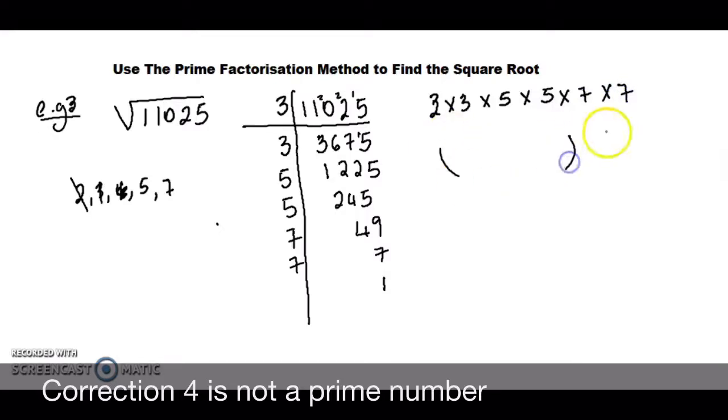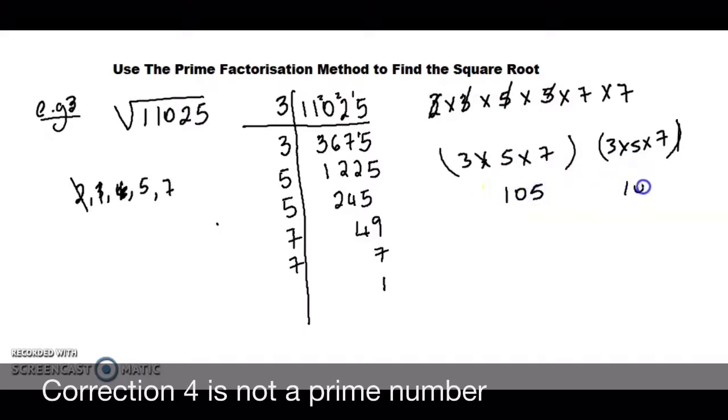So we're going to just divide them equally in the brackets. So we have 3 times 5 times 7, and we'll just go ahead and multiply across. 3 times 5 times 7 would give us 105. So our answer here would be the square root of 11,025 is equal to 105.